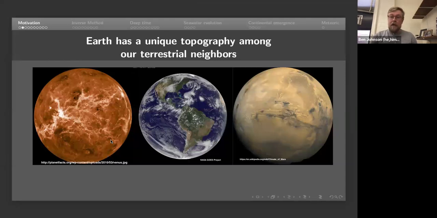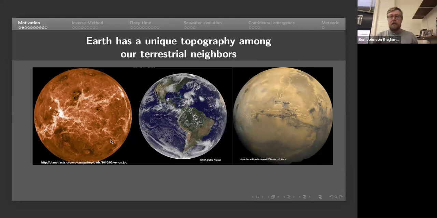Earth is unique in many ways among our planetary neighbors. It's the only planet with life. It's the only planet we know of with plate tectonics. But another feature of our planet that's unique is we have a bimodal crust, right? We have relatively buoyant, thick continental crust that sits higher, at least it does today, than denser oceanic crust.